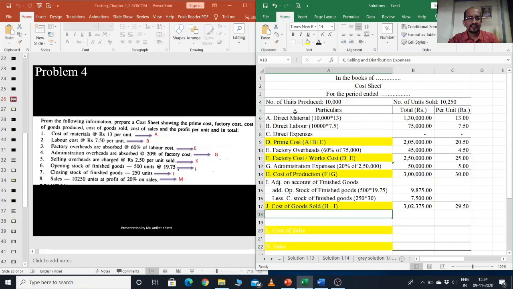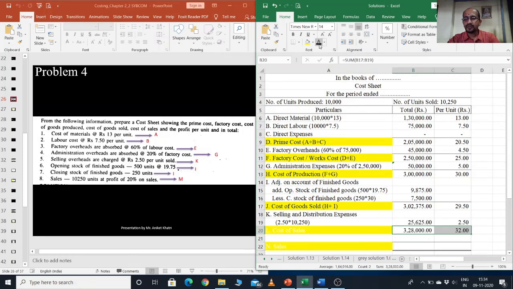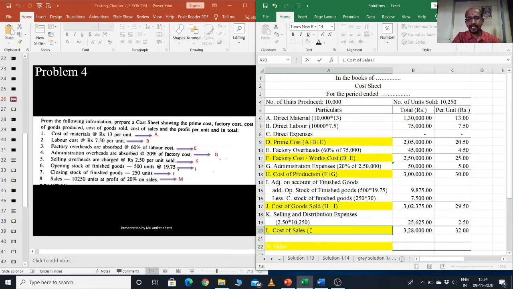Next, selling overheads are charged at 2.50 per unit sold. It's very simple. You just have to multiply by 10,250 and you will get the amount, that is 25,625. Okay, so just do the total, it is 3,28,032 per unit respectively. So this is our cost of sales. We have calculated this by adding J plus K.